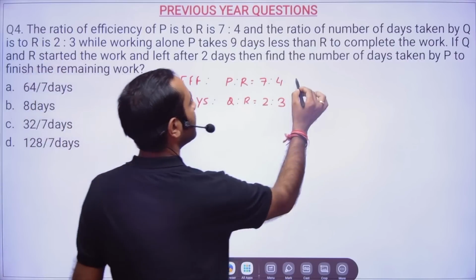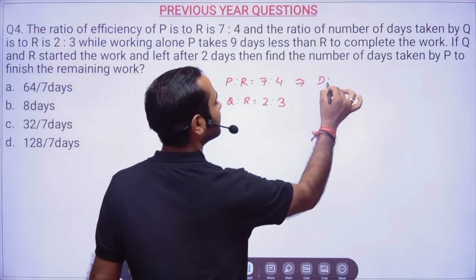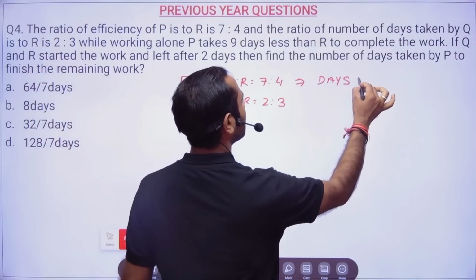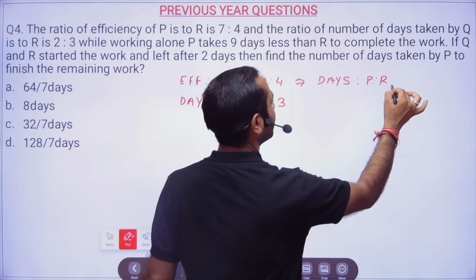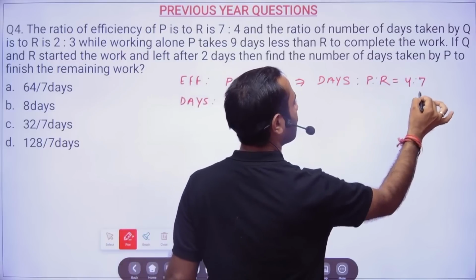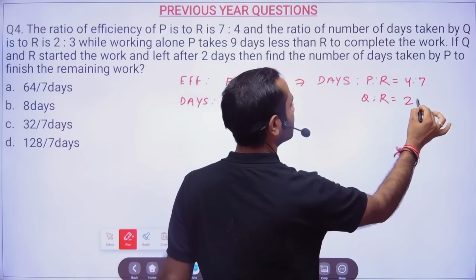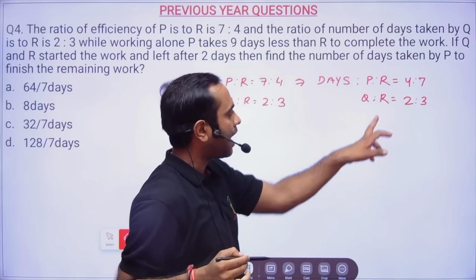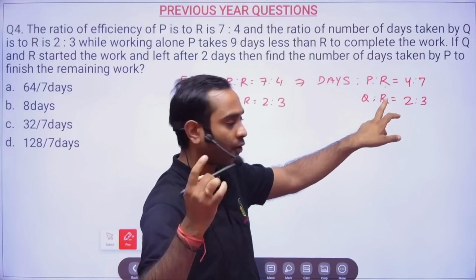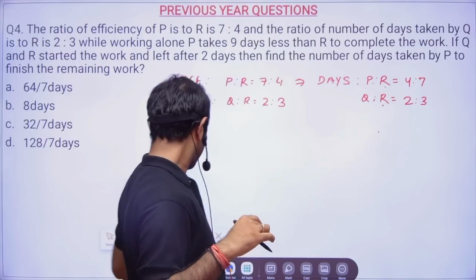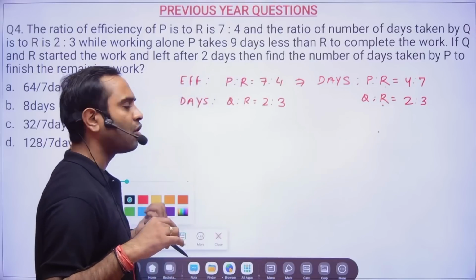Now, friends, here what will become my days ratio? Sir, the efficiency ratio of P and R was 7:4, so the days ratio will become 4:7. And for Q and R, the days ratio is given as 2:3. Now, R is at 2 different places. See, here the concept of ratio is also involved. R is at 2 different places. How can R be the same?